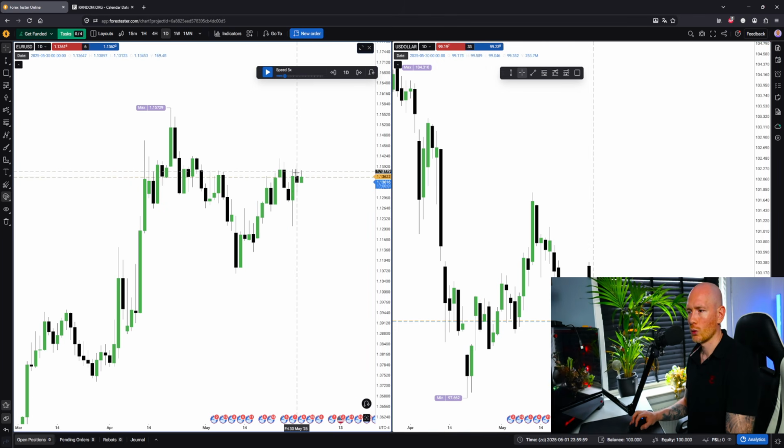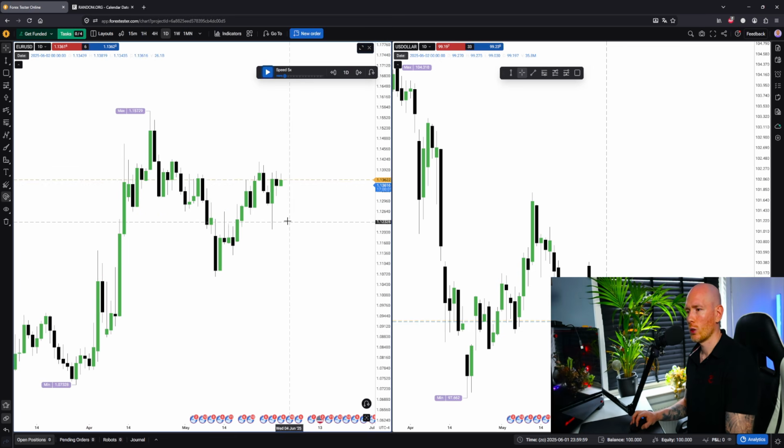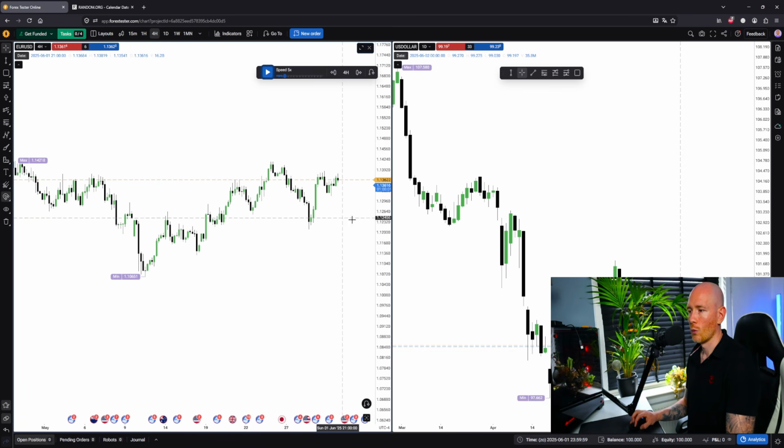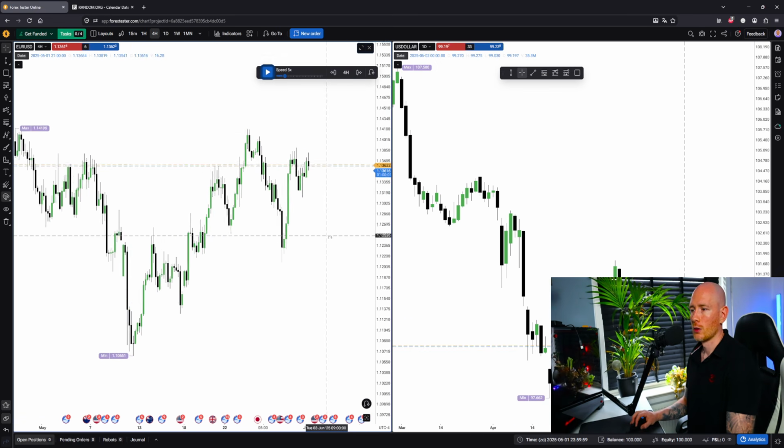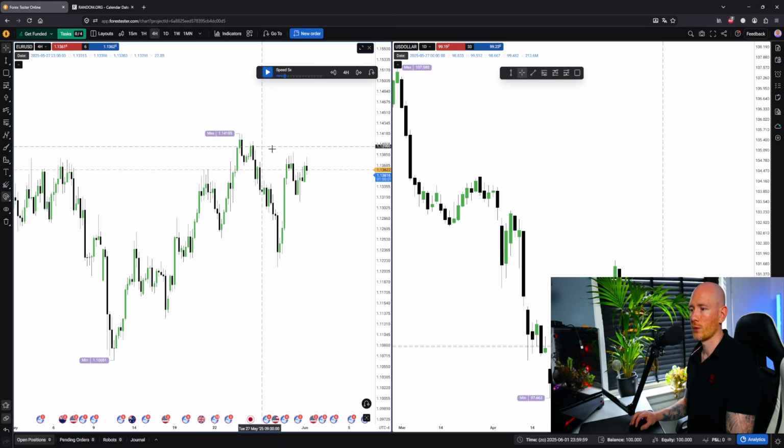Same with EU. I still want to look for lower. I think that's the most sensible thing to do. We actually ran the low here on DXY, but not the highs on EU, so we might leave these highs intact. Let's go to the 4H, see if we have some more information. So we don't have confirmation yet. We're going to go lower.